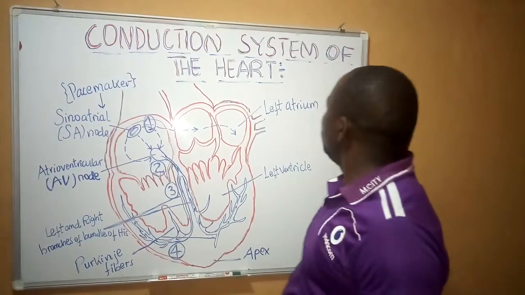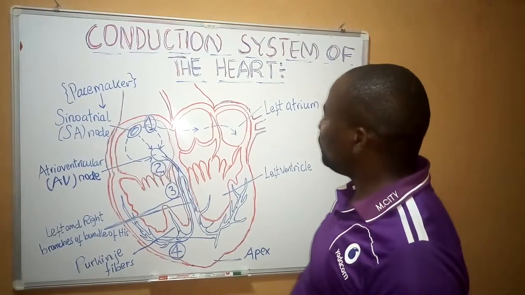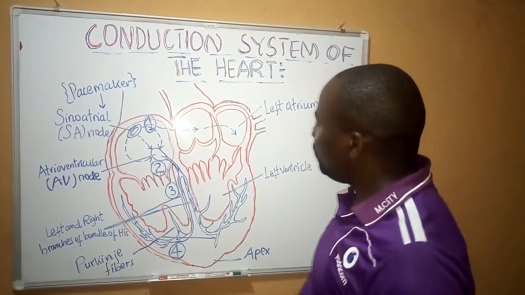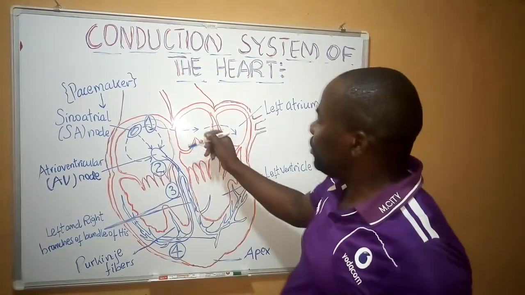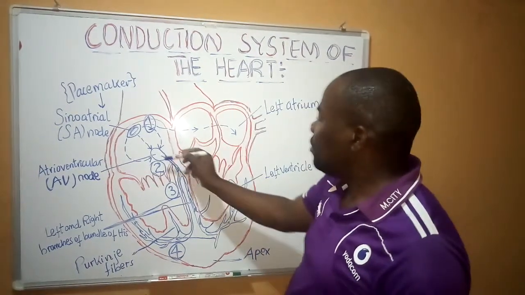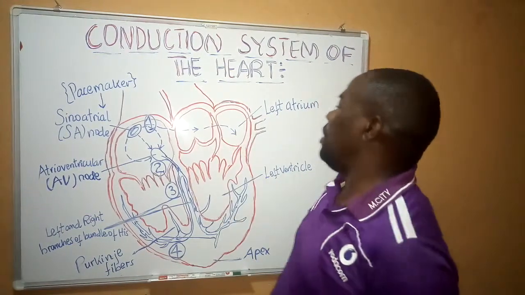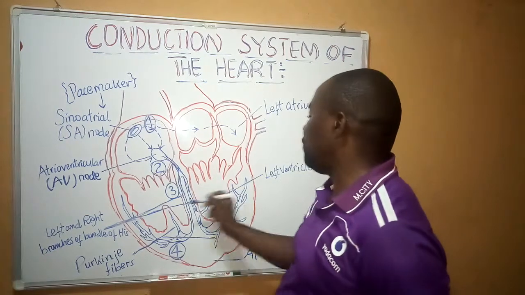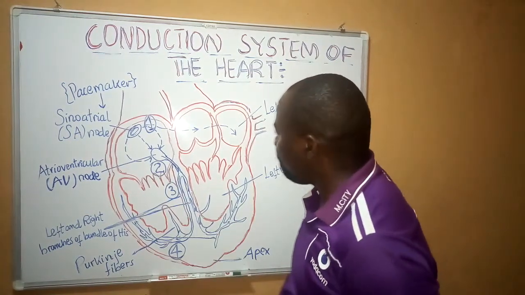Hello, today we are going to look at the conduction system of the heart. We are going to base mostly on the way action potentials are distributed all over the heart, from the left atrium and the right atrium, as well as the left ventricle and the right ventricle.